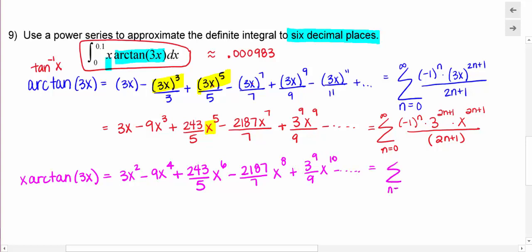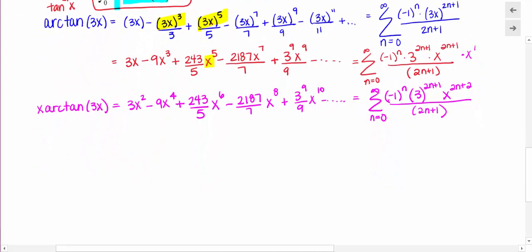And my summation notation would still be negative 1 to the n. I still have the same constant for 3, right? It's 3 to the 2n plus 1. But now when I distribute in an x, or think about if I multiply in an x, it's really x to the 1st. So you add those exponents. So you do get 2n plus 2. So this is what my series will look like.